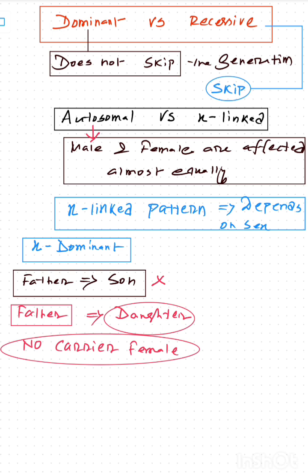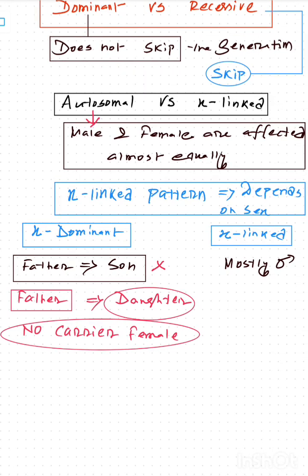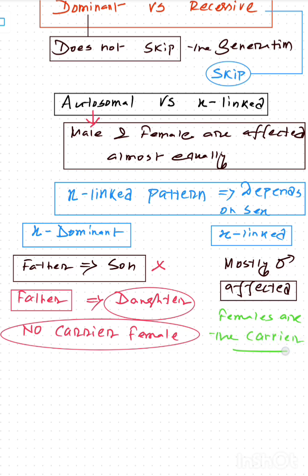Okay. And X-linked recessive. Let's start about the X-linked recessive. These are actually the tricks to do the pedigree in the first way. In case of X-linked recessive, mostly males will be affected. It does not mean that females cannot be affected. Mostly males are affected. You will see females are the carrier, but you will not see males as the carrier.